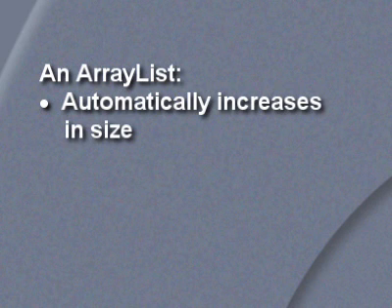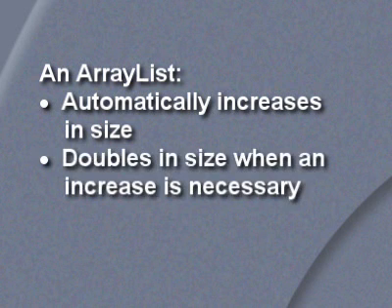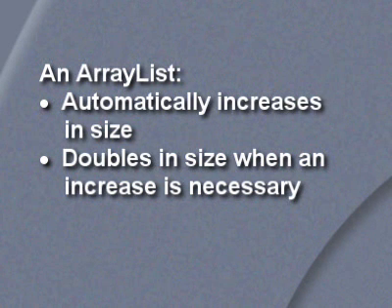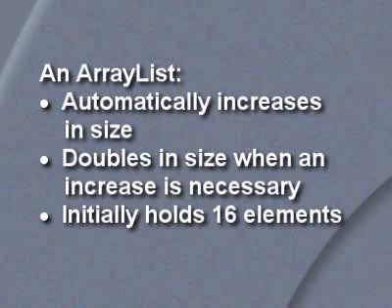If you try to add more objects to the array than you currently have, the array will automatically increase by adding enough memory space to hold twice as many elements as you currently have. By default, an ArrayList object initially allocates 16 elements. When you need to add the 17th element, an ArrayList will expand to 32 elements.